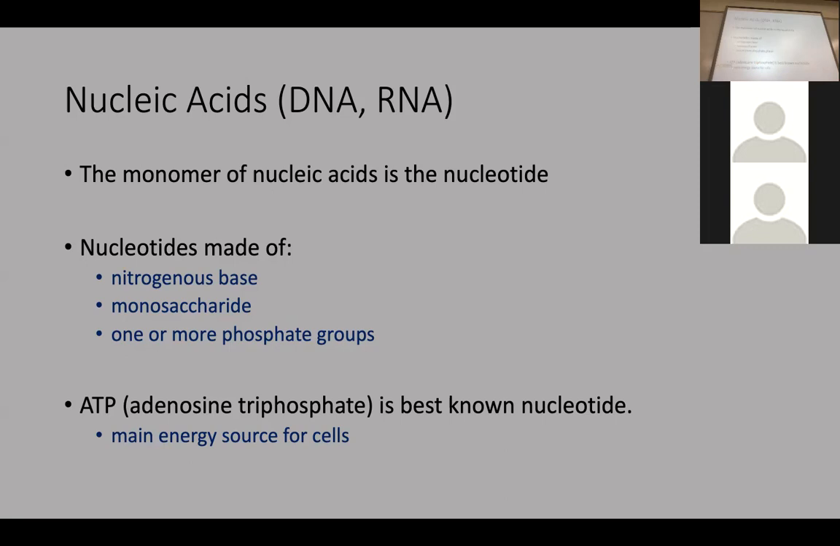Most other nucleotides, we don't really talk about individually. This is like one monomer of a nucleic acid, just on its own. It doesn't string together to make DNA or RNA, it's on its own. So I want you to be familiar with that. Know it's the main energy source for cells, know what it stands for, adenosine triphosphate, and know that it is a nucleotide. We won't talk about any other individual nucleotides, just ATP.